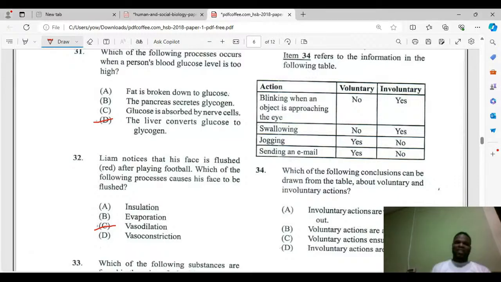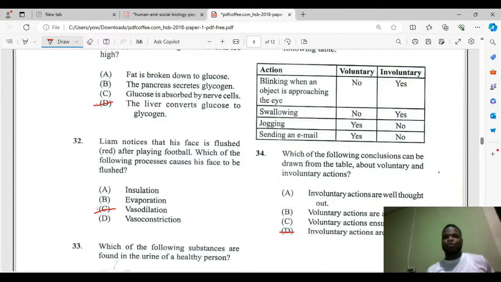Involuntary actions are well thought out? No. Voluntary actions are automatic? No. They do not ensure survival. Involuntary actions ensure survival, because if you put your hand on a hot pot, it automatically draws back, right? Because that is helping you to survive. So it has to be D. Involuntary actions are automatic. That's the only thing that is true there.